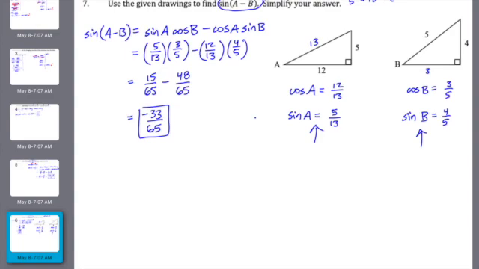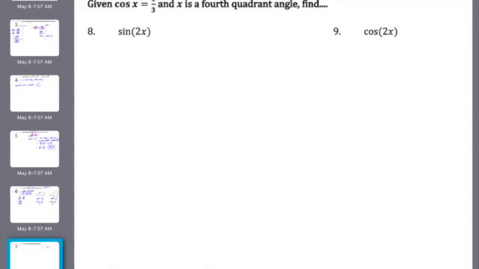Okay, let's move on to number 8. And 8 and 9 both use this information that the cosine of x is 1/3 and x is a 4th quadrant angle. So let's draw what that means. So here's just a little coordinate plane. And in the 4th quadrant, we have our angle x. And that x has a cosine value of 1/3. So we know our adjacent is 1 and our hypotenuse is 3 because cosine is adjacent over hypotenuse.